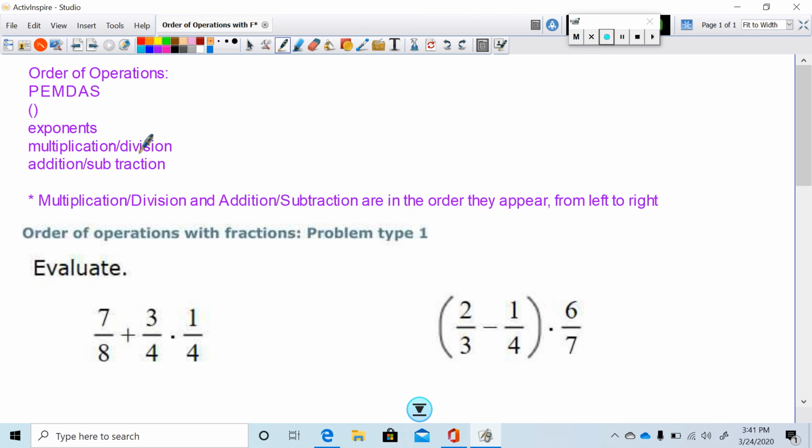So that's why I put them on the same line, because it just depends on if they're left or right in the order that they appear. You just take them from left to right. So here's how you handle this with fractions.